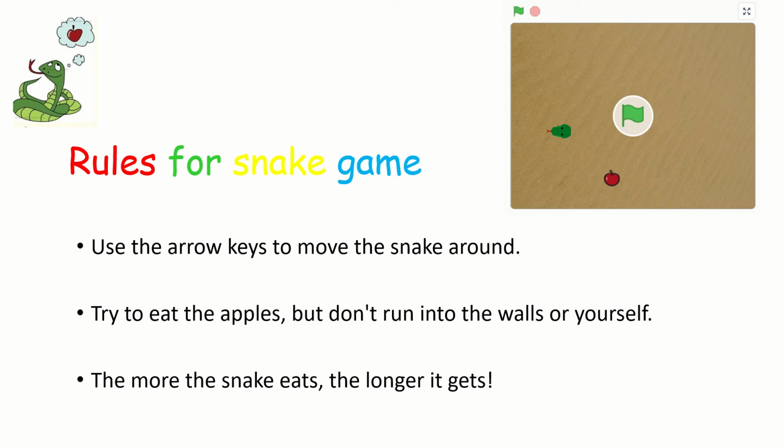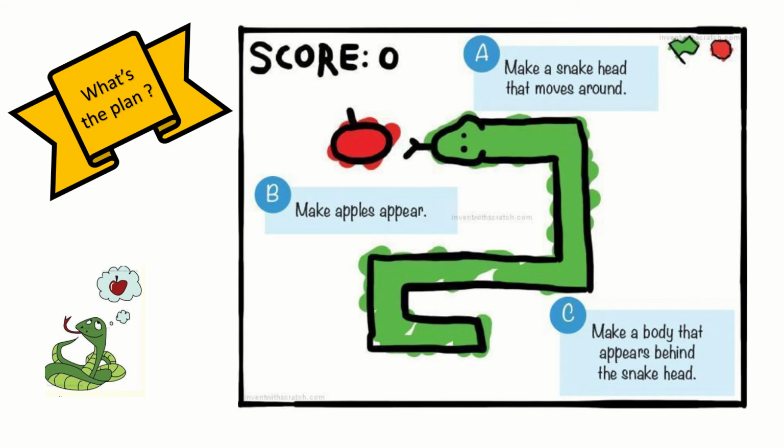We are going to use the keypad arrow keys to move the snake here and there, and the snake needs to eat the apples, and it should not hit itself or the wall, and the more the snake eats, the bulkier it gets. So what do we do? We first have to build the snake head, then we need to make the apples appear, and then we need to make a body. I mean, the snake's tail has to be added to it, and it has to be following the head of the snake, and that's the plan.